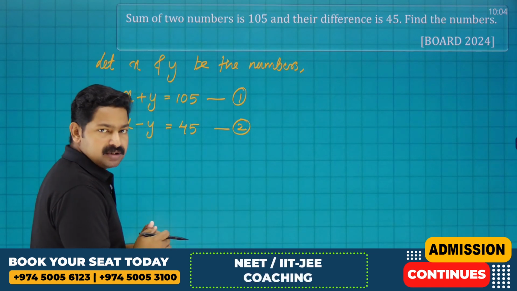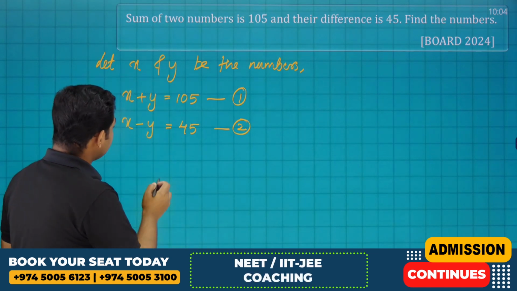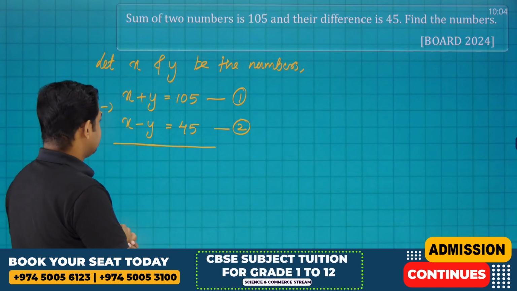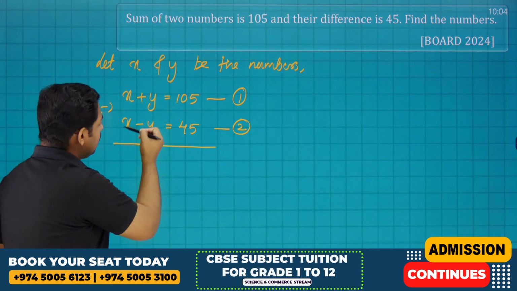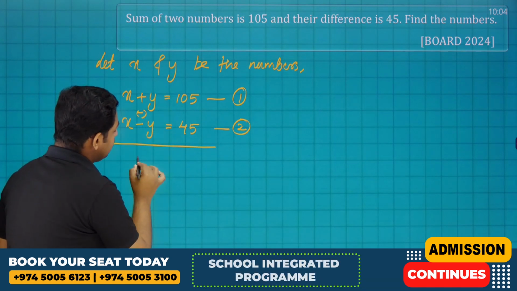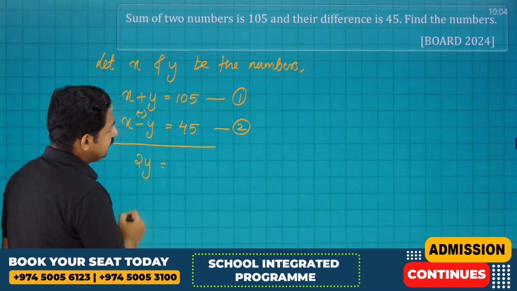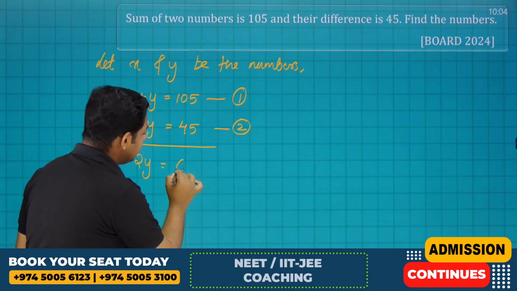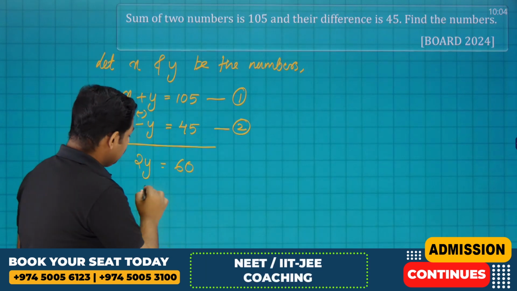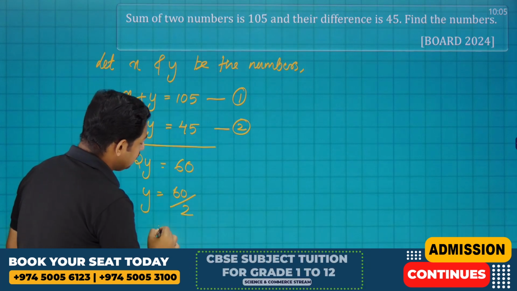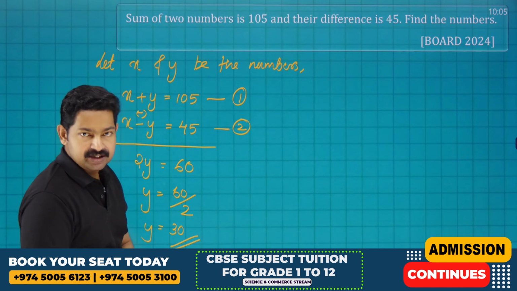Suppose I am using elimination method here. So what I am doing is just subtracting these two equations. When we subtract, x minus x is equal to 0, and y minus y, you will be getting 2y. 2y is equal to 105 minus 45. When you subtract, you will be getting 60. Then what is the value of y? y is equal to 60 by 2, and the value is equal to 30. So easily you got y equal to 30.